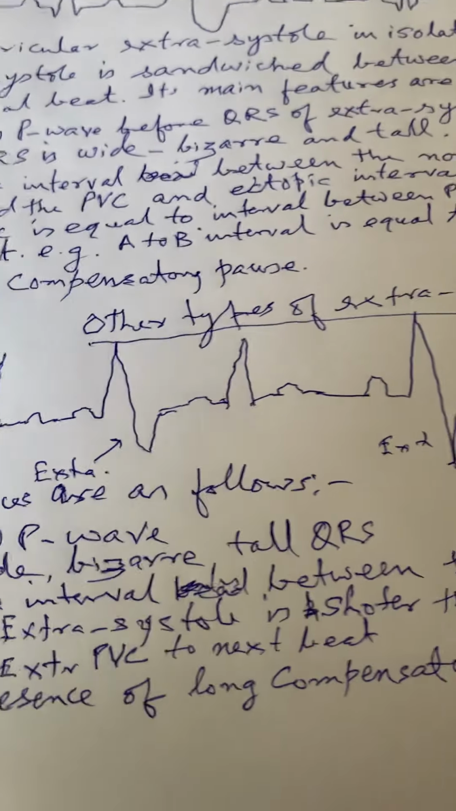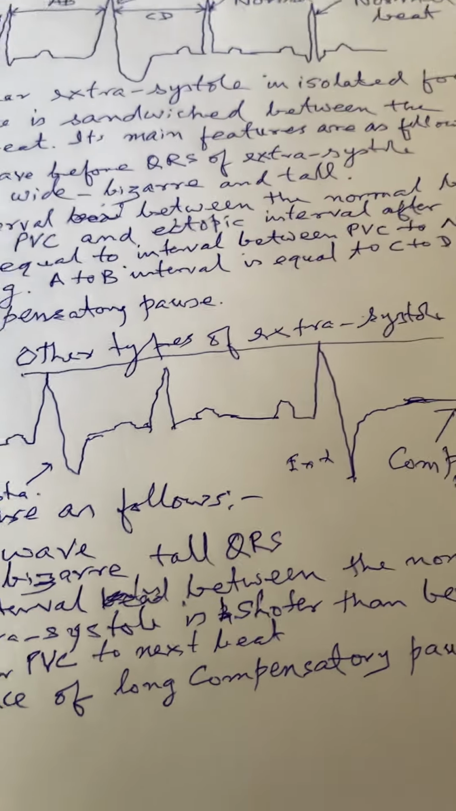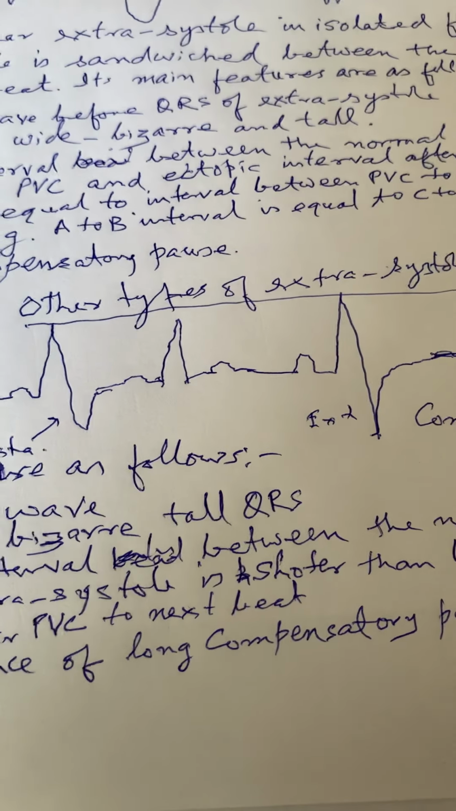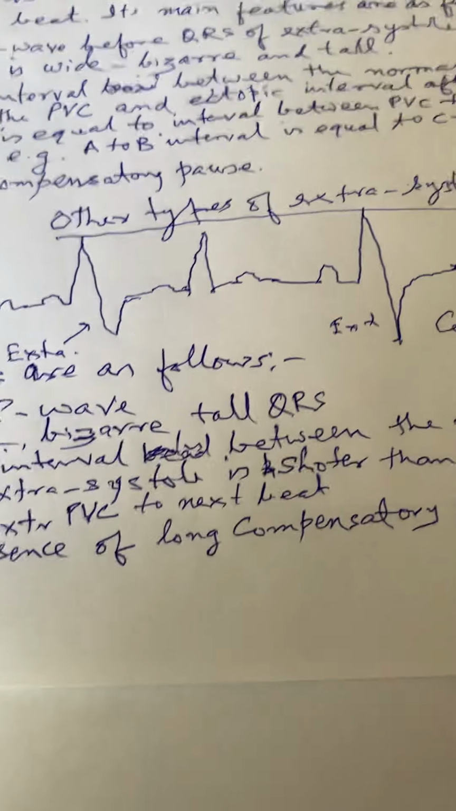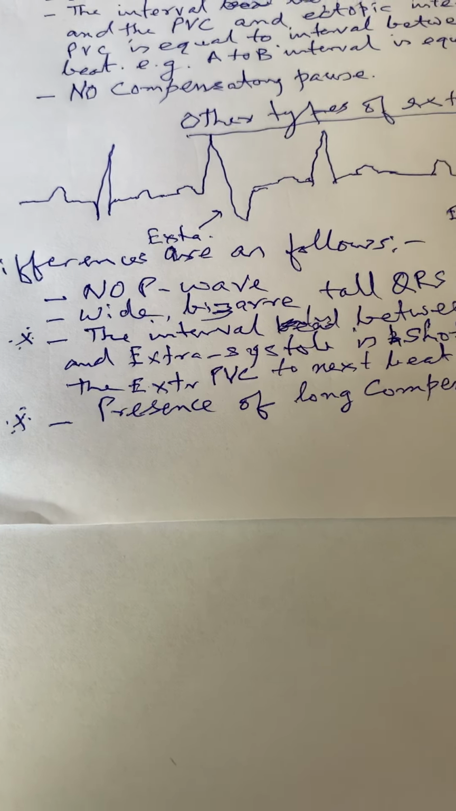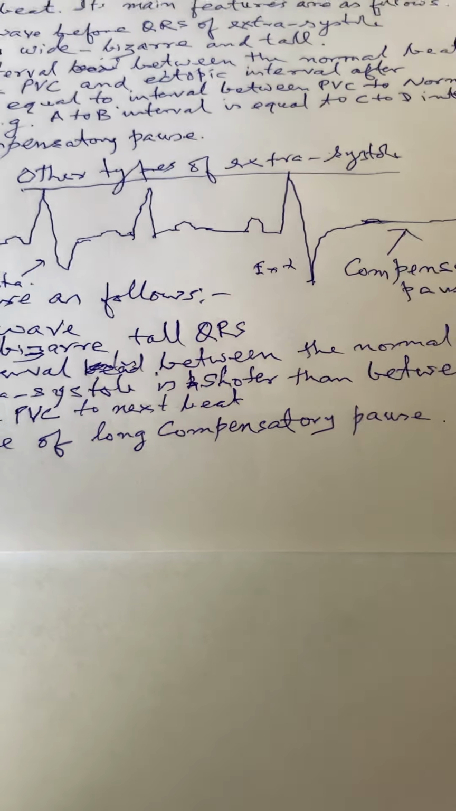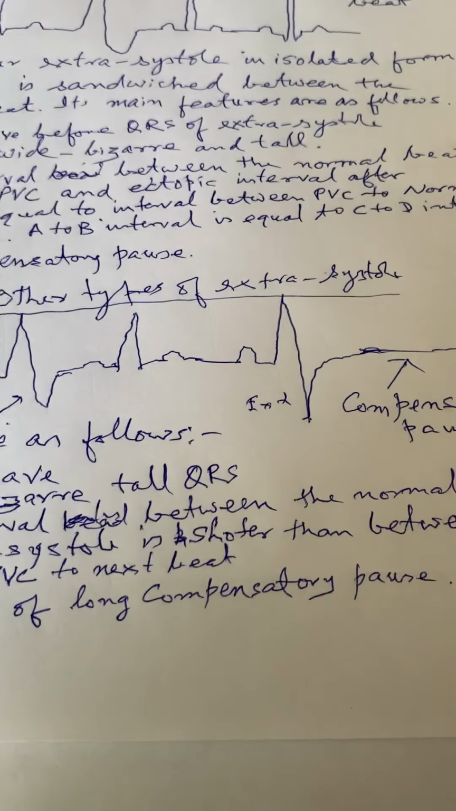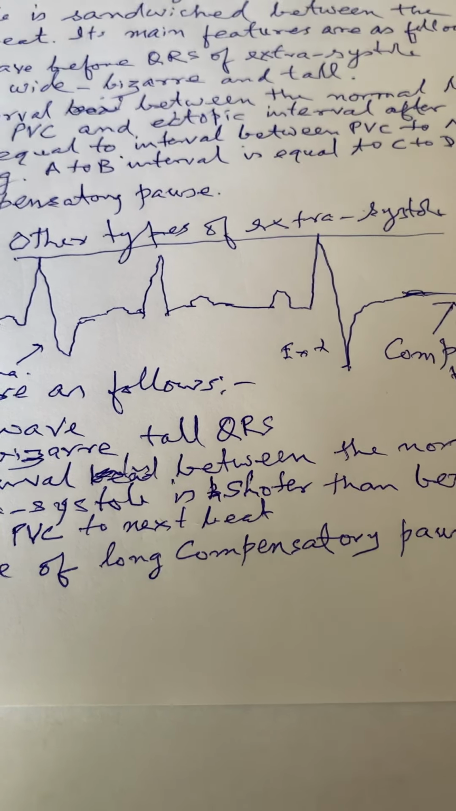In the first one, there is no compensatory pause after a bizarre, tall, wide QRS, no compensatory pause. But in other forms of extrasystole, you will find a long compensatory pause. So I wanted to differentiate clearly in the end so that you have a clear idea.